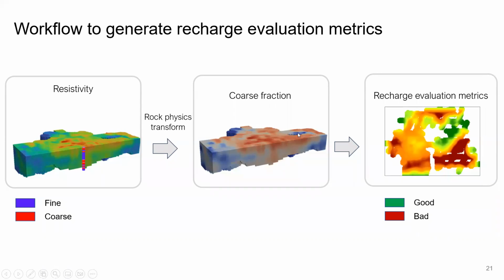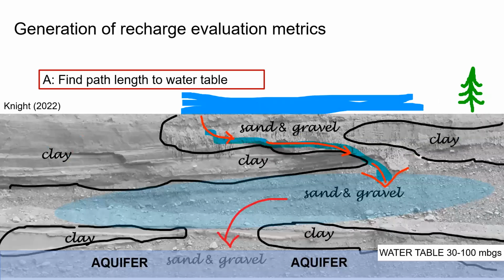And then using this coarse fraction, somehow, I'm going to explain later, we're going to build a recharge evaluation matrix, which is a 2D map. And then the user can actually use these maps to guide their decision for recharge site location. Okay, so that's the general idea. And then we're using green as good and red as bad recharge. Okay, so we're going to use two sorts of matrix.